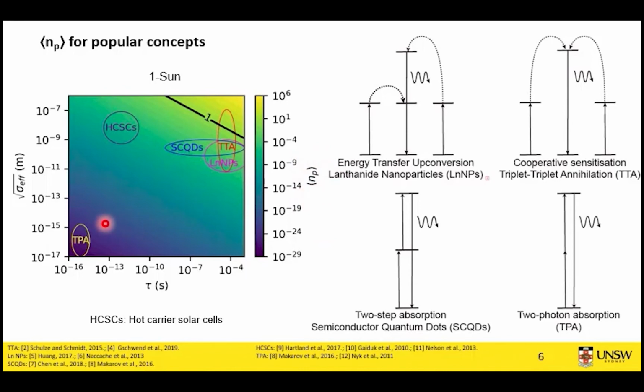First, I'd like to point out the extreme position of TPA. It's got really low NP, and that's to be expected because it's a nonlinear optical process and is known to be extremely inefficient at low intensities such as at 1 sun. But some of the other concepts have relatively low NPs as well.